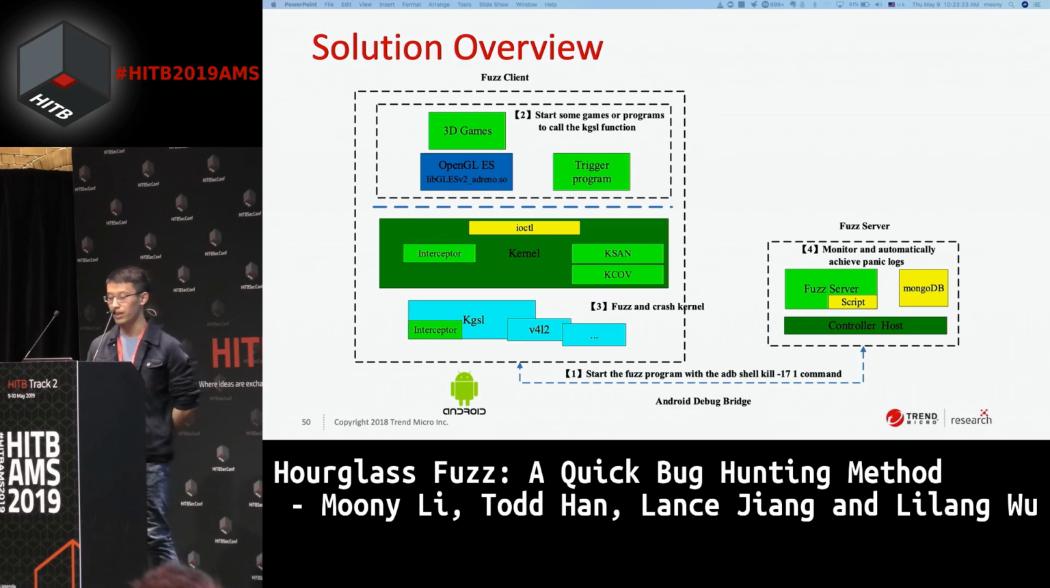command, because we have modified the kill function in the kernel, and the process with PID equal to 1 is the init process. It cannot be killed. So we add some code to work when PID is 1. And then start some 3D games or programs to call the KGSL function. Thirdly, fuzzing and crash kernel. And finally, monitor and automatically achieve panic knocks.